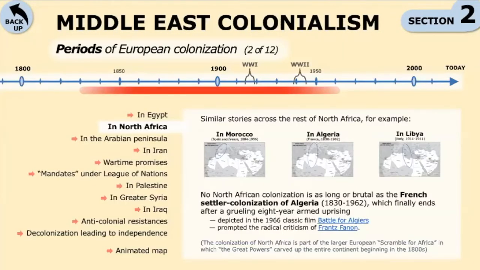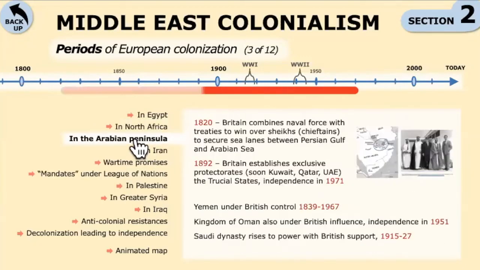Now, if we go down one more tab away from North Africa and into the Arabian Peninsula, things look a little different. Here we don't see such extreme colonization. But this part of the world was also much less populated, much less developed, and didn't really have any resources to speak of until the discovery of oil.